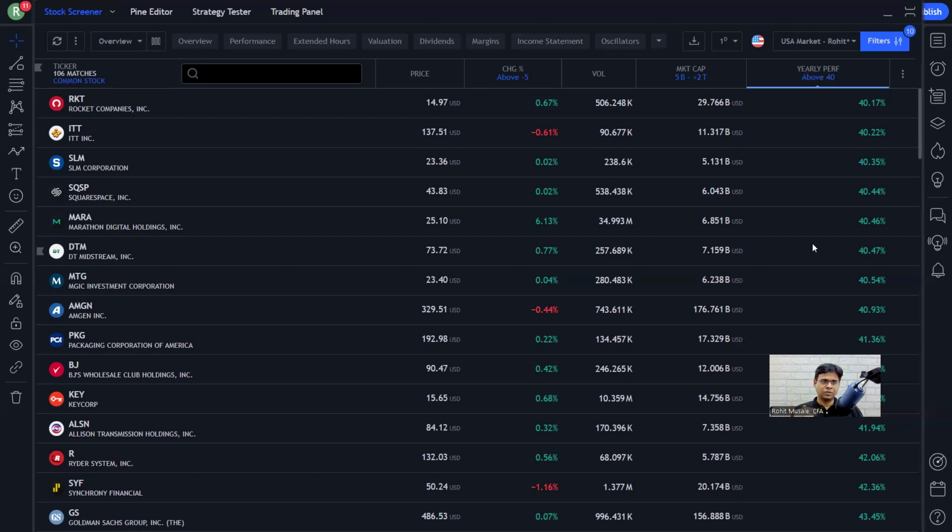Do some research on these stocks. Go back to each of these charts and see where you could have bought. Every stock in this list must have broken out from a base previously. So check that base, study that base. Once you understand that base, your trading skill will improve. The way you identify a base will improve.